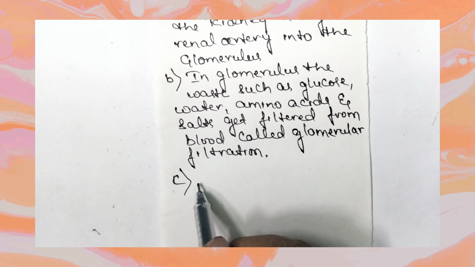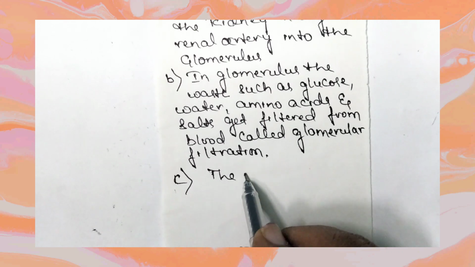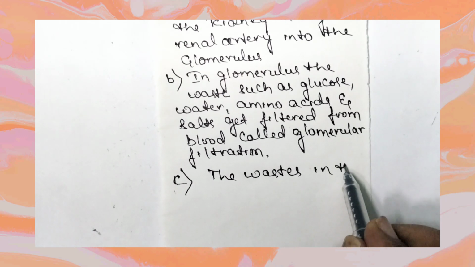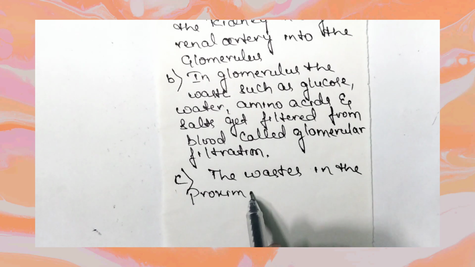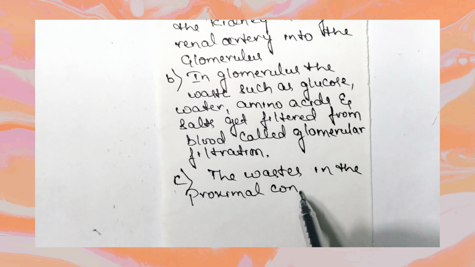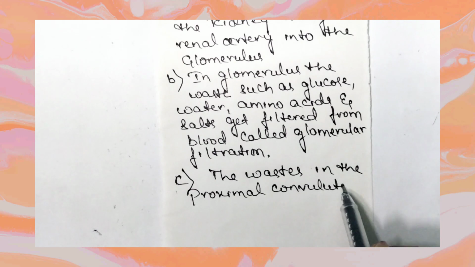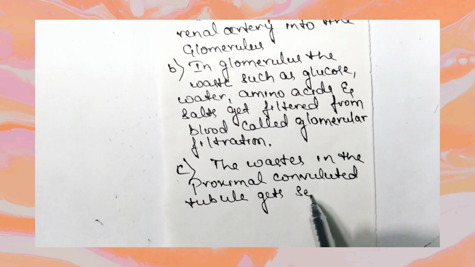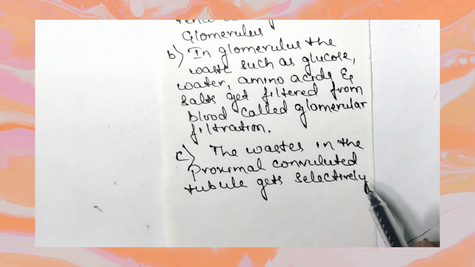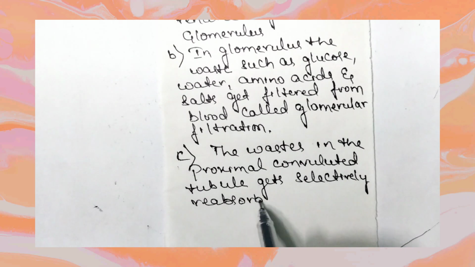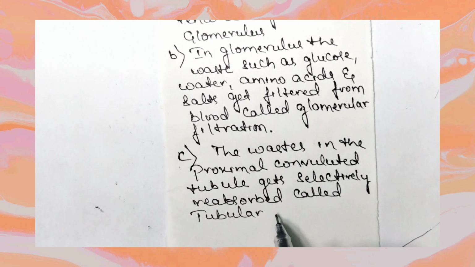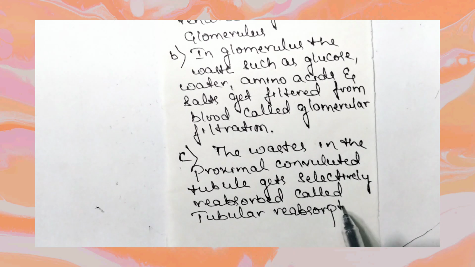Then coming to the third function, the waste in the proximal convoluted tubule gets selectively reabsorbed, called tubular reabsorption. So this is the third point.